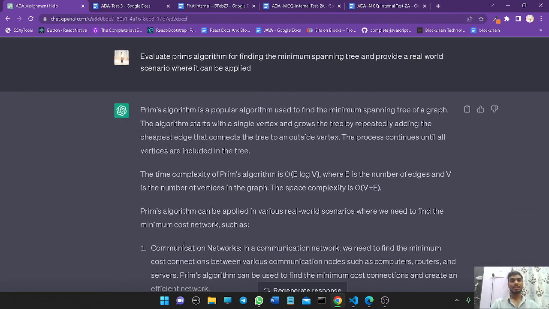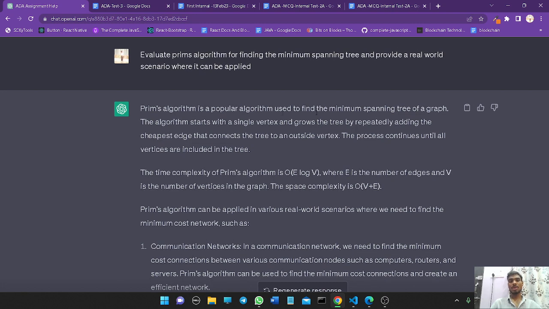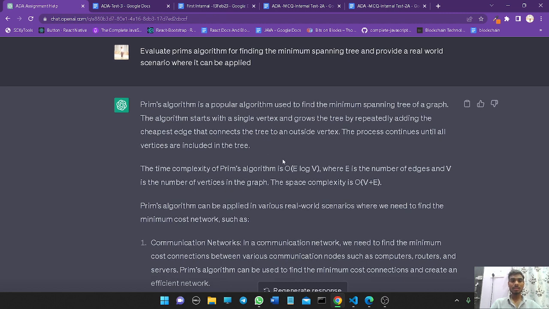The third question is, evaluate Prim's algorithm for finding the minimum spanning tree and provide a real world scenario where it can be applied. Prim's algorithm is a popular algorithm used to find the minimum spanning tree of a graph. The algorithm starts with a single vertex and grows the tree by repeatedly adding the cheapest edge connecting the tree to an alternate vertex. The process continues until all the vertices are included in the tree.